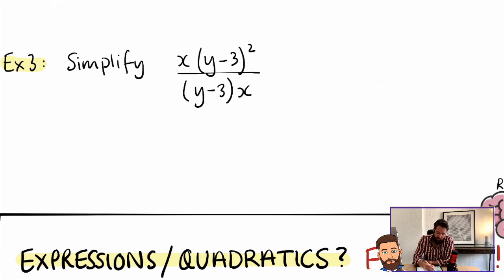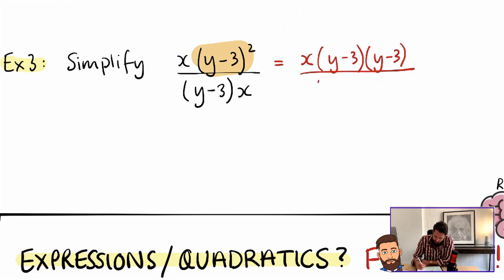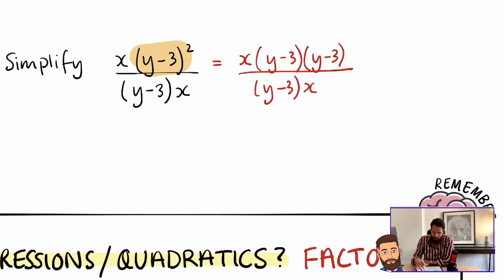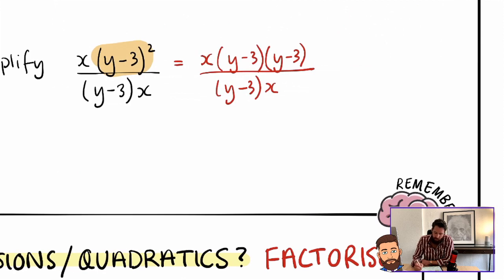Everything's been multiplied here. The first thing I'll do is just say, well, what do we know this means? We know that means times by itself. So we can say x, (y minus 3), lots of (y minus 3), all over, well, we've got a (y minus 3) here times by an x. Now, because everything is being multiplied together, we can do the cancelling method. Well, I can see I've got an x there and an x there, so they can be cancelled.